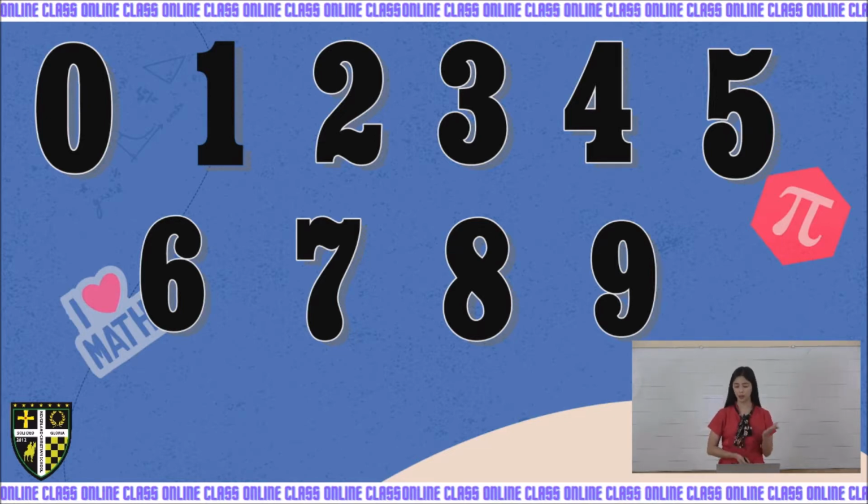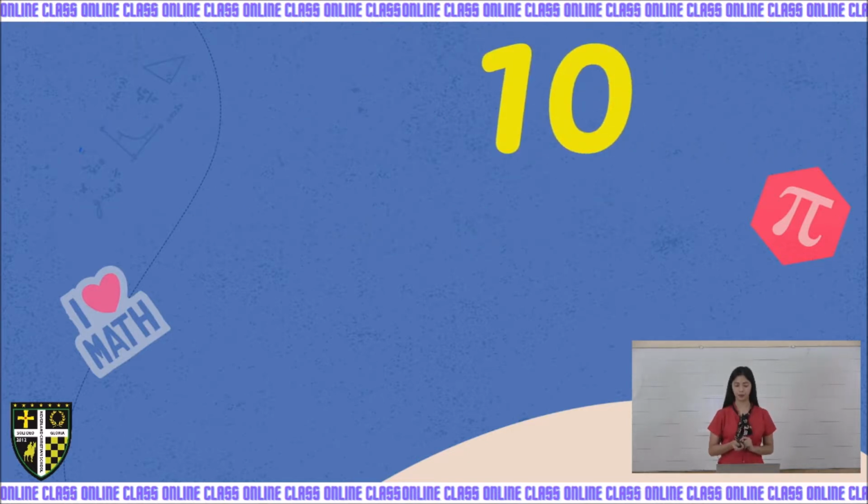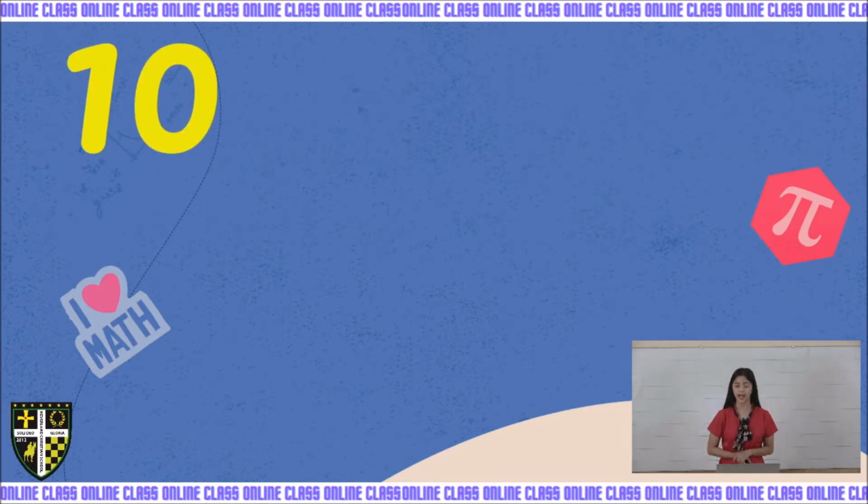How about a number? What is a number? When we say number, it is an amount of something. It can be written with one or more digits. So it means we are going to add one more digit to form a number. For example, the number 10. The number 10 is a combination of the digit 1 and digit 0. That's why we have the number 10. It means it is a group of digits.